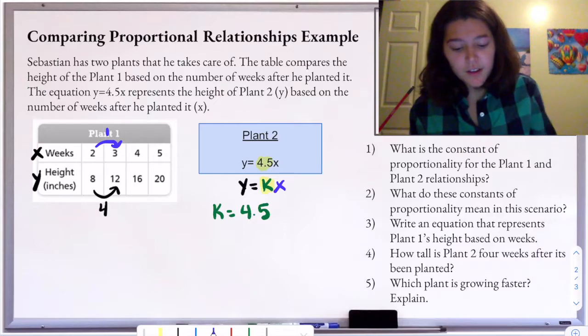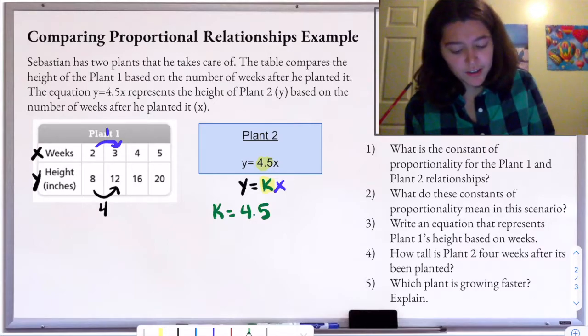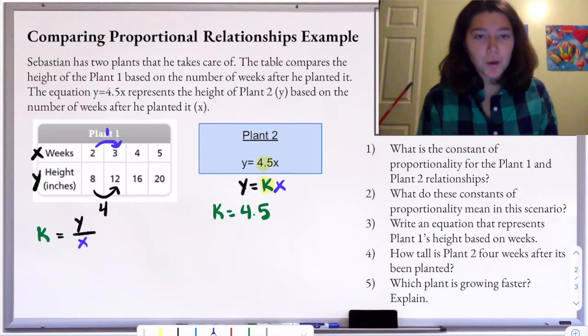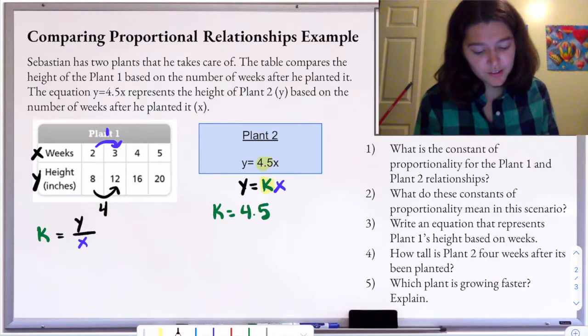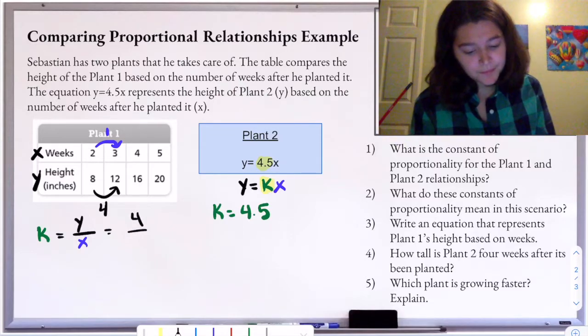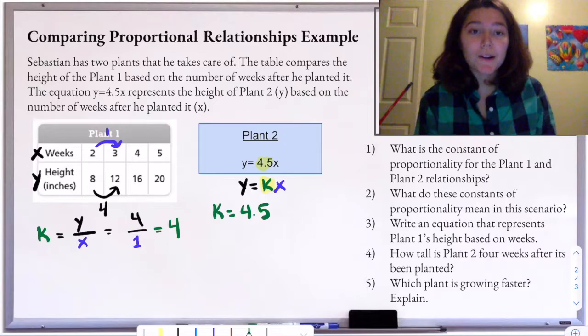1. Okay, so to find k then, I can find my constant of proportionality by dividing the y divided by the x, or the change in y divided by the change in x. Okay, so in this case, the change in y was 4, the change in x was 1, so k is equal to 4, because 4 divided by 1 is 4.